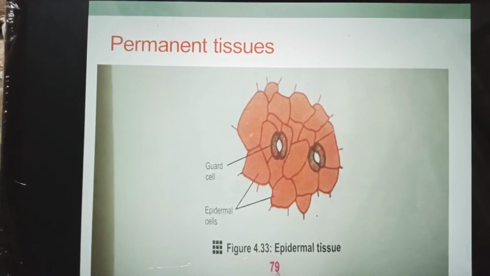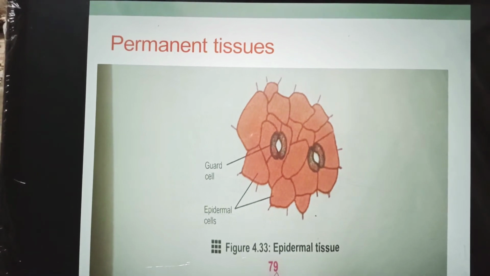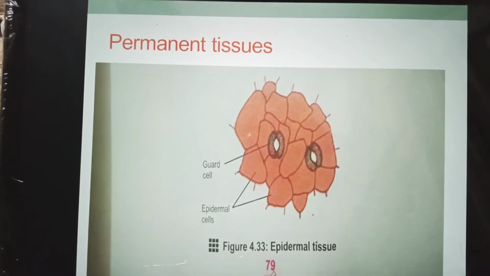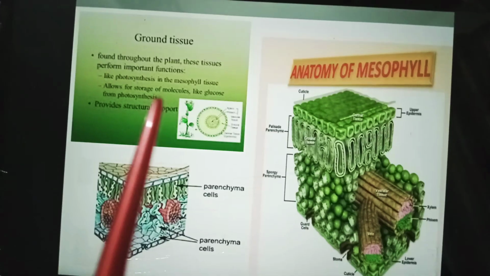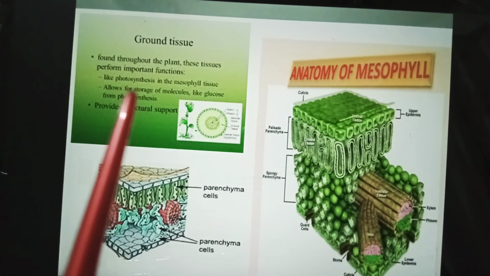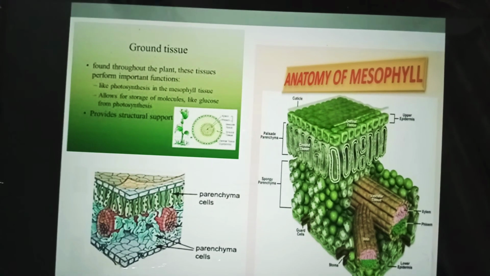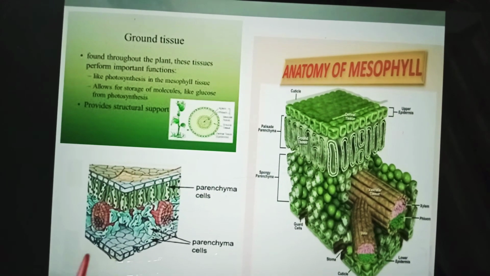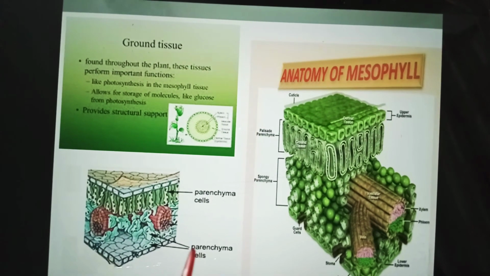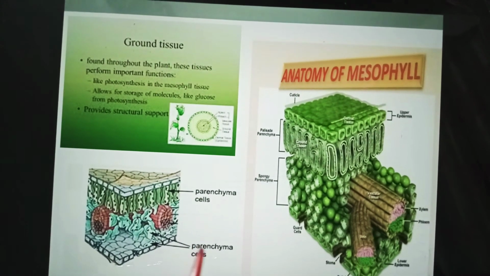Epidermal tissues also have specialized structures that perform specific functions, for example, root hairs and stomata. Now I will describe ground tissues. Ground tissues are simple tissues made up of parenchyma cells. Parenchyma cells are the most abundant cells in the plants.